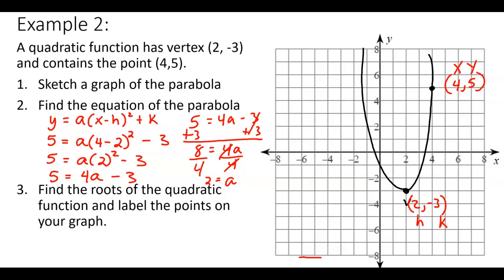So what would the equation be? We come back to this equation again. And this time we're going to plug in three things to get the final answer. We're going to plug in our A value that we just found. We're going to plug in the H, good, and the K, and that's it. So my A was 2. The H was 2 and the K was negative 3. So my final answer is going to be 2 times (x minus 2) squared minus 3. That's the equation of that parabola.